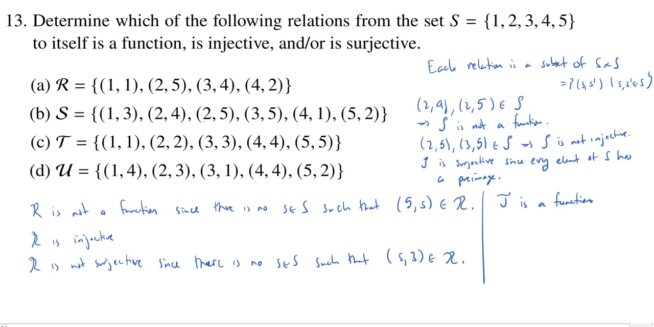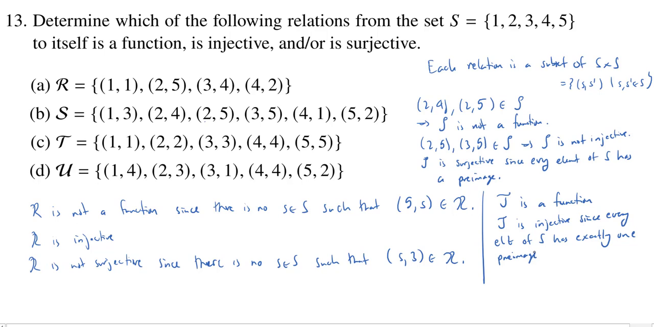How about injectivity? Well, we have to check all of the outputs and see if they get mapped to more than once. Well, 1, 2, 3, 4, 5. Hey, everything's only mapped to once. All right, so T is injective since every element, let's just abbreviate that, every element of S has, in this case, exactly one preimage.